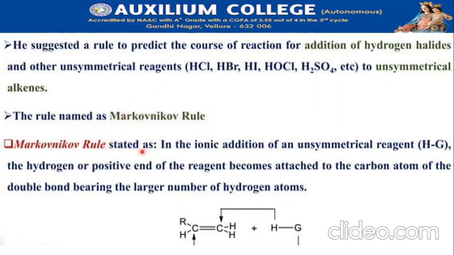So what is the rule? It is stated as: in the ionic addition of an unsymmetrical reagent, that is HX, it can be HBr or HI or HOCl or H2SO4, you can take any unsymmetrical reagent, the hydrogen or the positive end of the reagent will become attached to the carbon atom of the double bond bearing the larger number of hydrogen atoms. How he explained this rule: he takes an unsymmetrical alkene, C double bond CHH, which is added with the unsymmetrical reagent here.